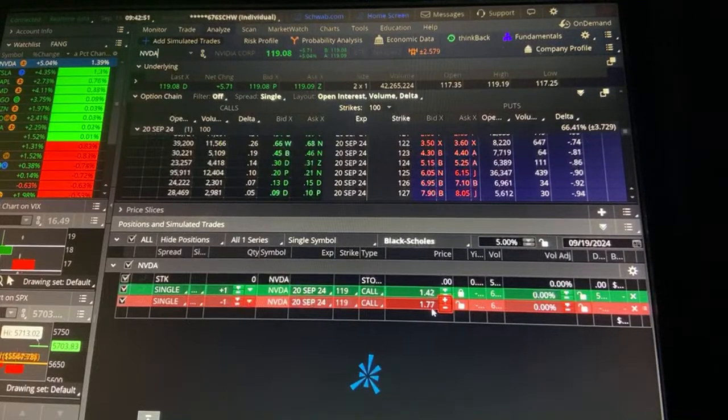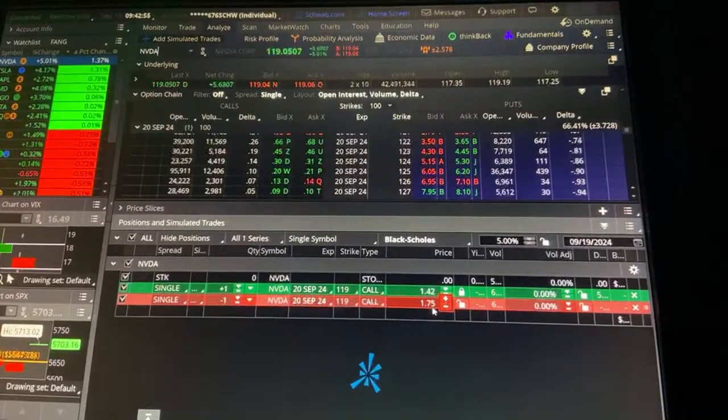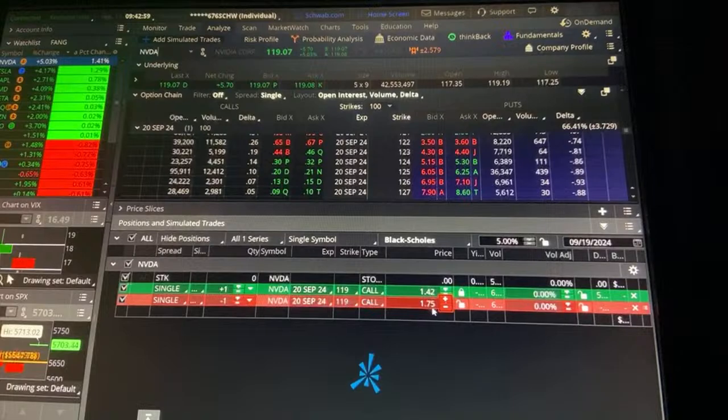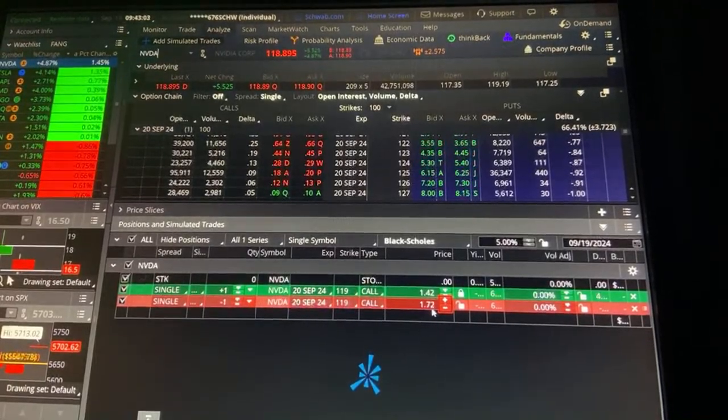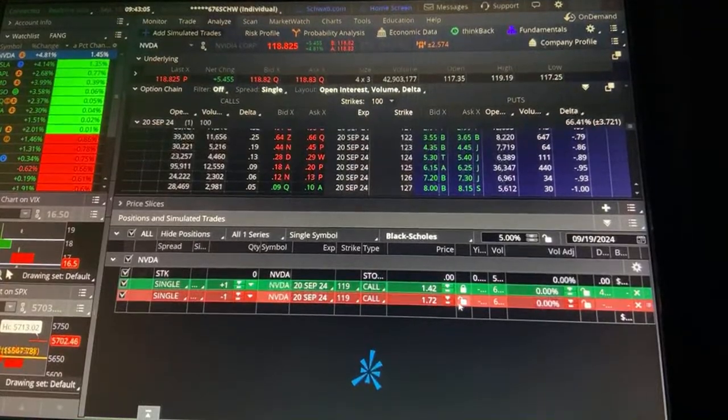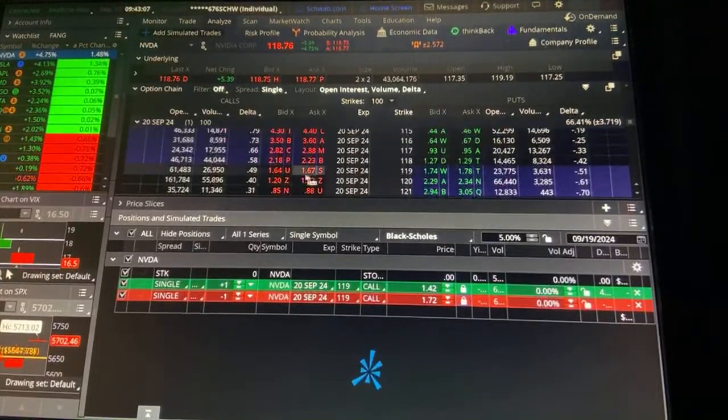What bias? Not sure what you mean. What do you mean by bias? All right, take a profit on NVIDIA 142 to 172 here. Just sold some off of these long calls.